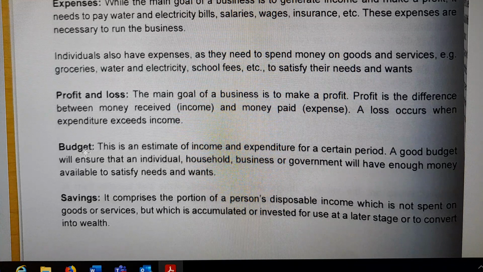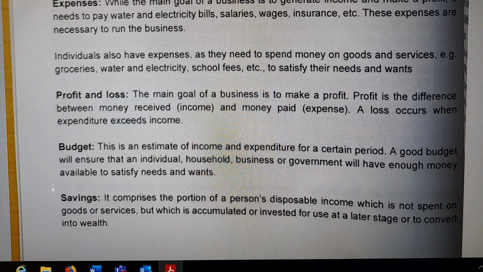For February, my income will be this much, my expenses will be this much. So if I do this estimate for a certain period, this is a budget. A good budget will ensure that an individual, household, business, or government will have enough money available to satisfy their needs. So you just make sure that you have money to cover all your needs by planning the budget. This is a very important thing in life.